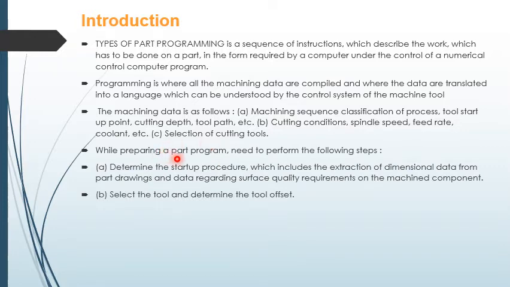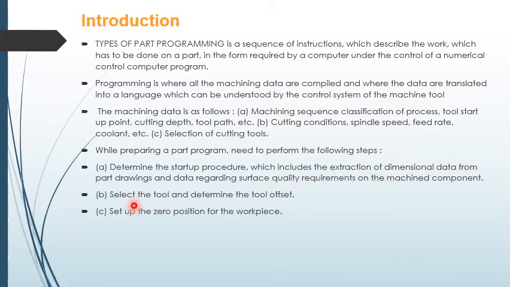While preparing a part program, we need to perform the following steps. The first step is to determine the startup procedure, which includes the extraction of dimensional data from the part drawing, and data regarding the surface quality required on the machined component. So this is the first step, where we need to extract the data or dimensions from the part drawing.